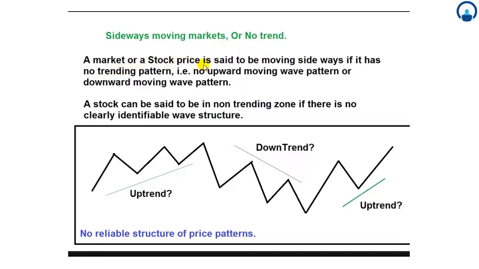A market or a stock price is said to be moving sideways if it has no trending pattern, that is, no upward moving wave pattern or downward moving wave pattern. A stock can be said to be in a non-trending zone if there is no clearly identifiable wave structure. Take a look at the figure below.